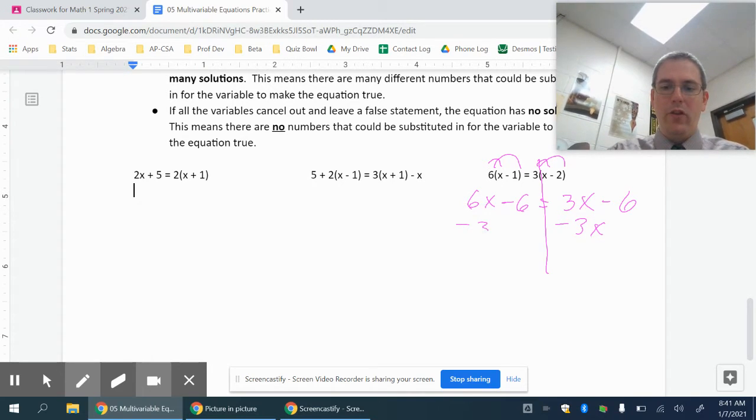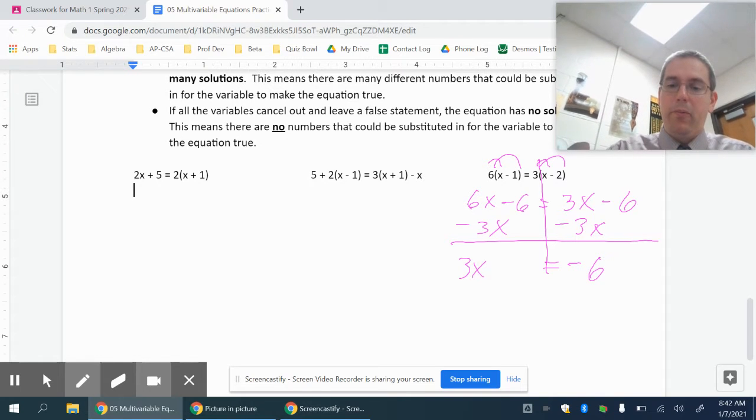Remember, I always like to subtract positive x's. If I had a choice, I would add to get rid of a negative first, but since they're both positive, I decide to subtract the smaller one, so my answer stays positive. So that's 3x minus 6 equals -6.